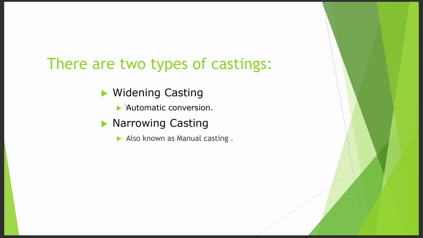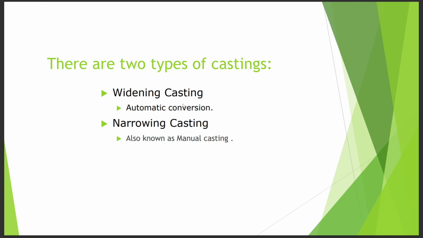Widening casting means it is an automatic conversion. Means the compiler automatically converts from one data type to another data type as per the program requirements. Narrowing casting means the user who codes will convert from one data type to another data type according to his requirements.